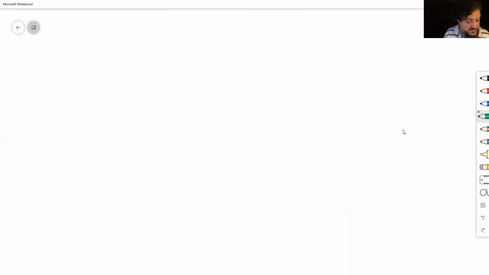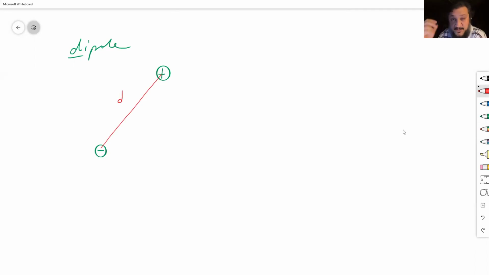Let's change gears now and talk about a dipole, okay? What is a dipole? Di means two, right? So we're talking about two charges. Pole, like point charges. So imagine you have a point positive charge. Let the other one be a negative charge, and let these be separated by a distance d. D is the separation between these two charges, okay?